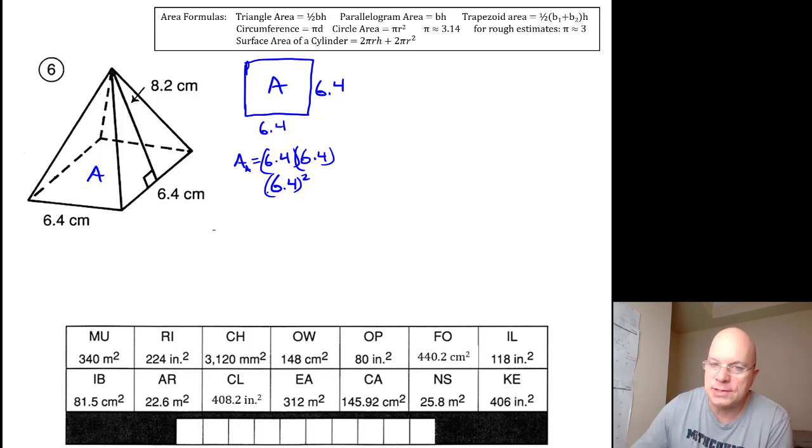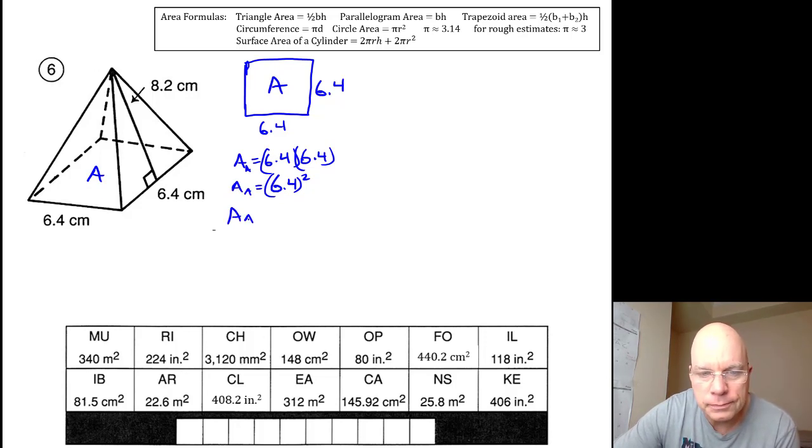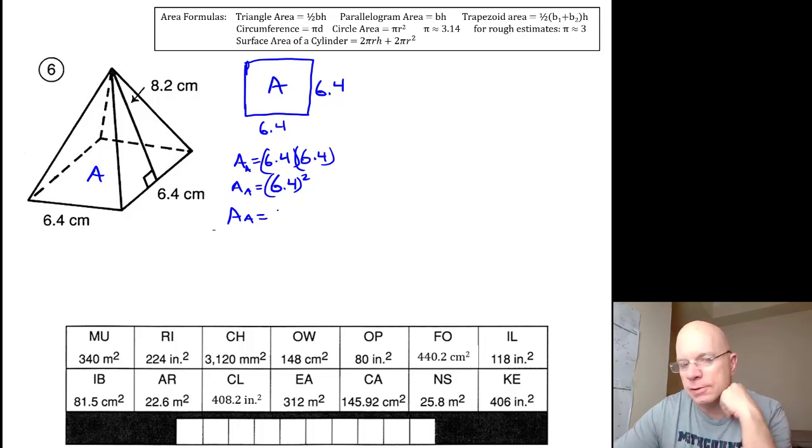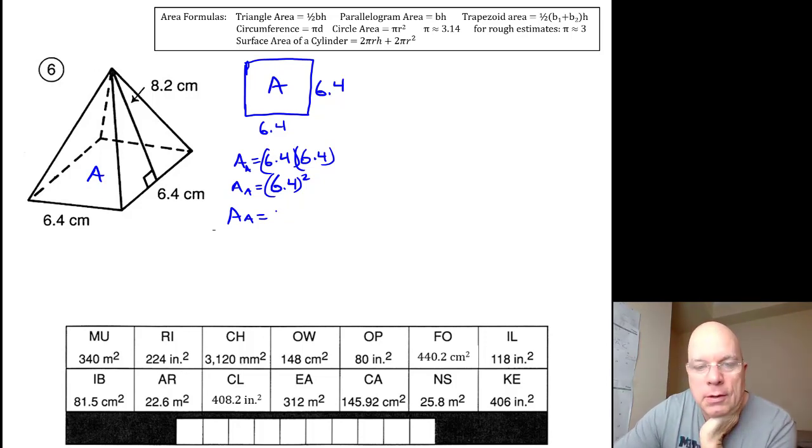Yeah, 40.96. The area of that square base, oh, I should have been able to do that in my head because 64 is 2 to the 6th power. So I could have just done 2 to the 10th times 4, which, anyway, 40 and 96 hundredths for the area of that square base.